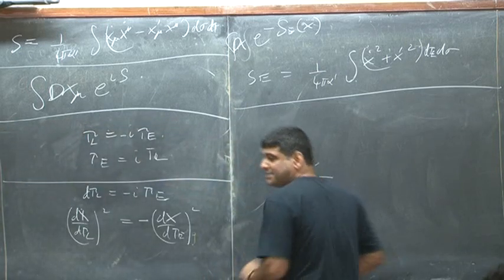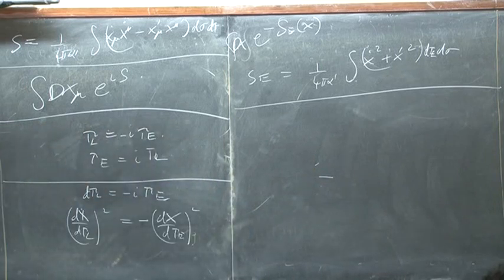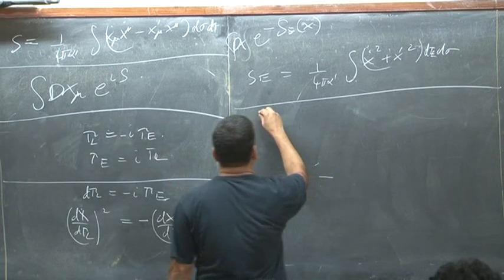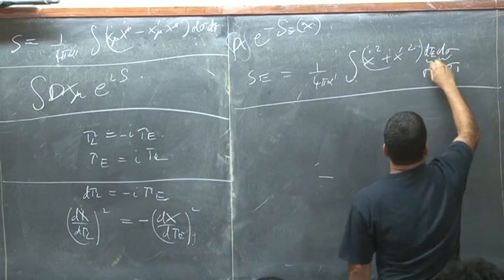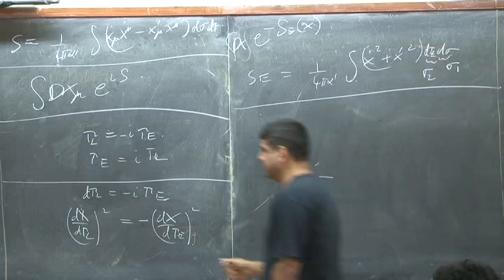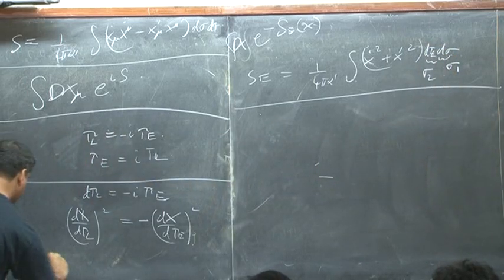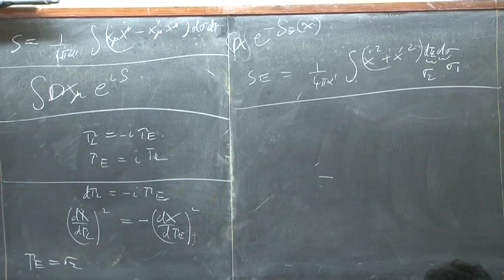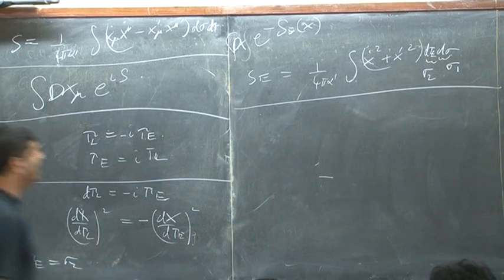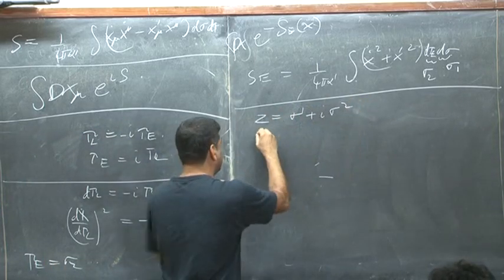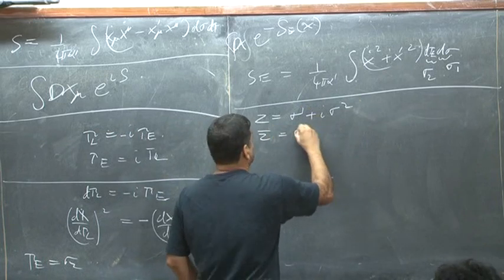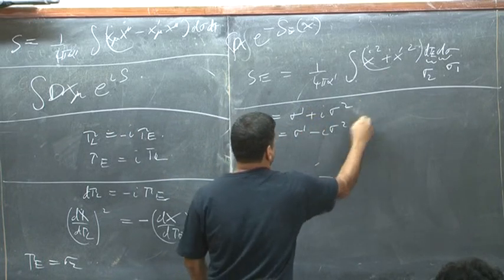So let us now try to make sure we follow Polchinski's conventions. What we will do is, let's call this sigma 1 and tau Euclidean is called sigma 2. So tau Euclidean is equal to sigma 2. And we will define z is equal to sigma 1 plus i sigma 2, and z bar is equal to sigma 1 minus i sigma 2.